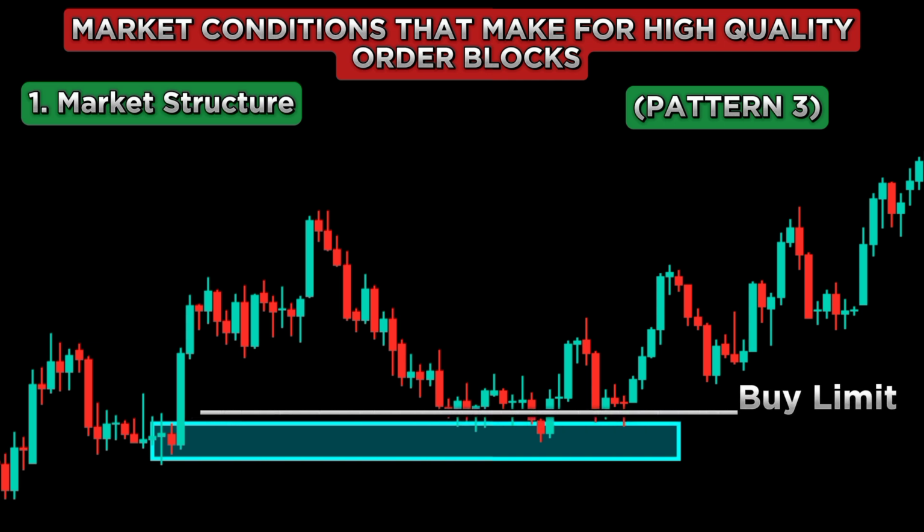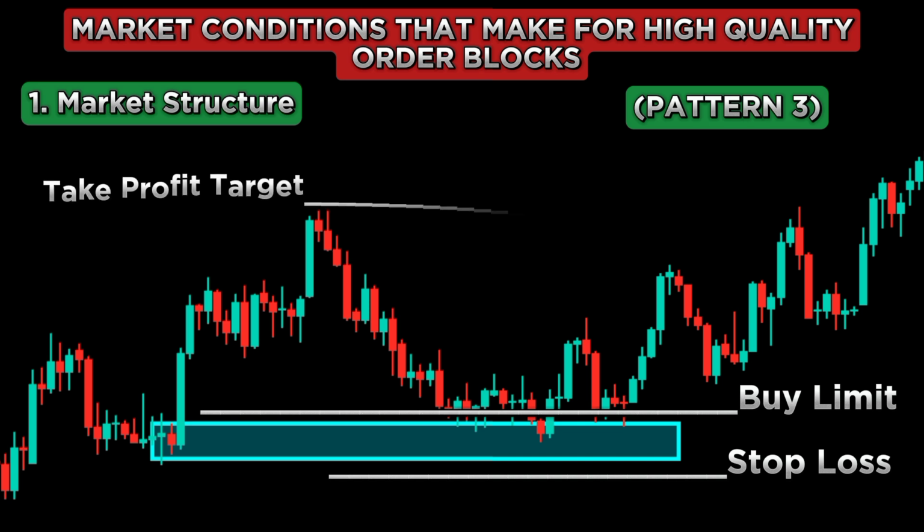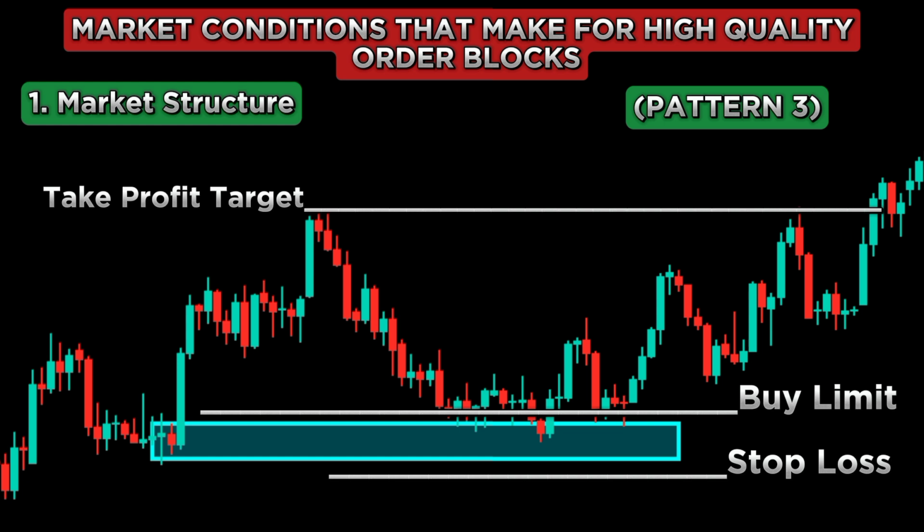In this case, it will be a buy limit, and my stop loss will be placed below the order block, somewhere here, and my take profit target will be at the next high of the market. This way your risk management can be tight and ready to be hit by the market, either by hitting the stop loss or hitting the take profit target. Either way, one of them will be hit successfully.